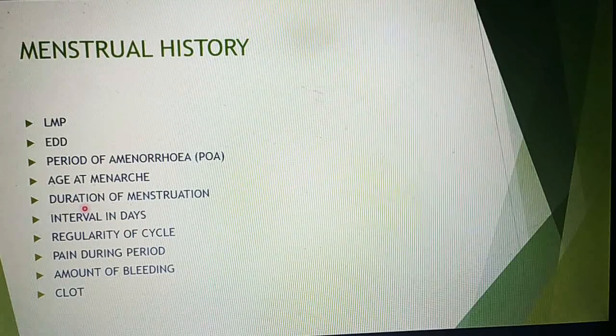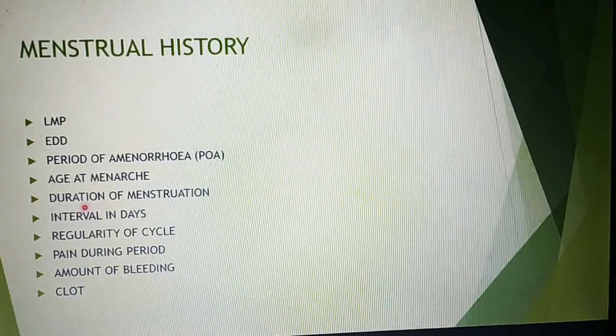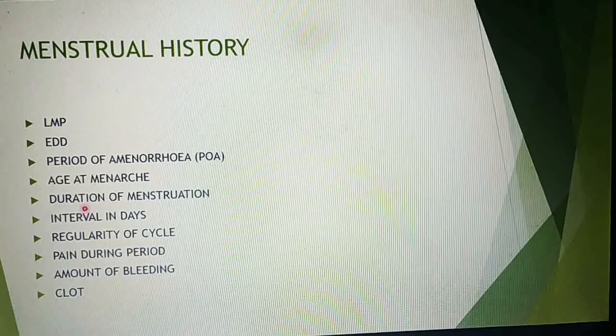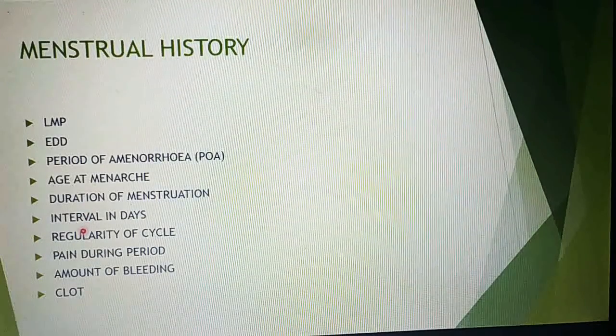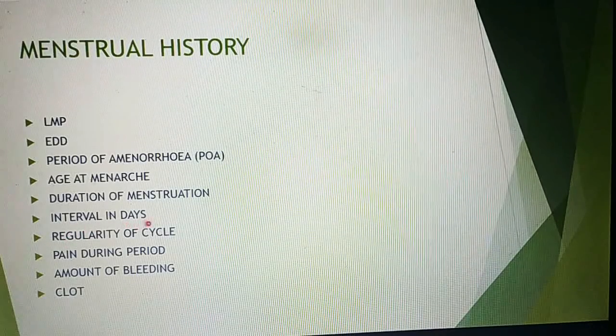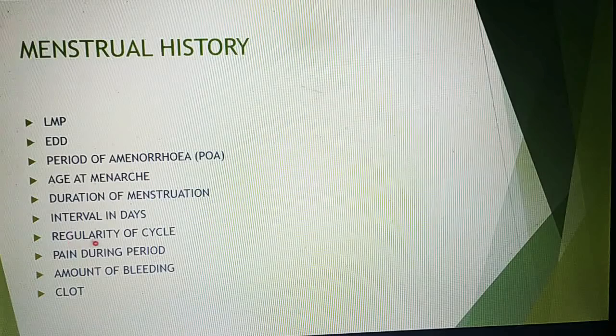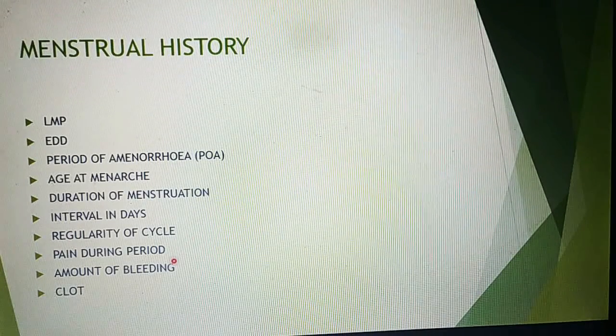Interval in days, like a 28-day cycle. The 28-day interval between two cycles: is it more or is it less? You should record it in days, like interval in days. Next, regularity of menstrual cycle. Is the menstrual cycle regular or irregular?